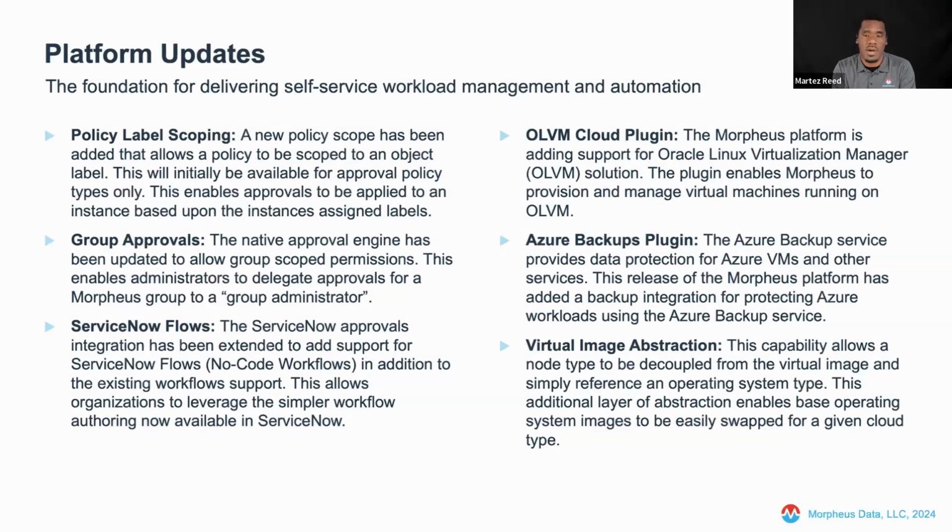There's been a number of updates within the Morpheus platform in the 7.2 release. The first one is policy label scoping. The Morpheus platform supports policies out of the box, things like expiration policies, naming conventions, and quota policies for things like max CPU and max memory. There are scopes at which those policies can be assigned, such as globally, at the group level, Morpheus group, user, the role, and various others.